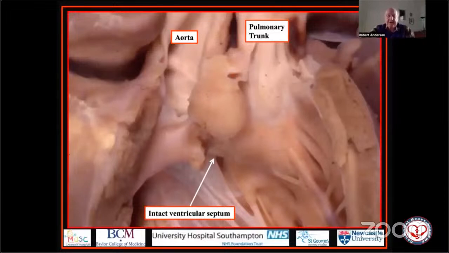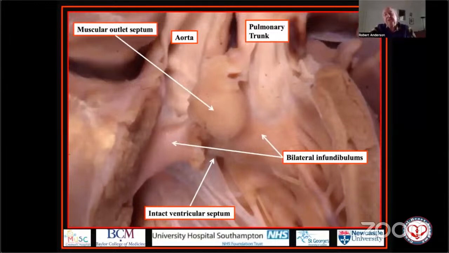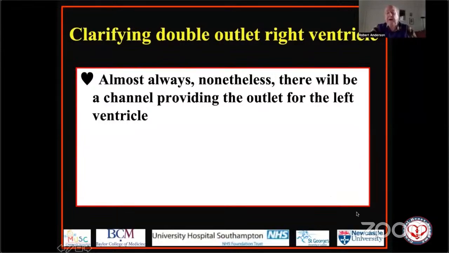So now, very nicely, we can see some of these building blocks. There is the outlet septum separating the subaortic and subpulmonary outflow tracts, and each arterial root is supported by its own infundibulum. Another classical example, double outlet right ventricle, but in this instance with an intact ventricular septum. But it is rare to find hearts with an intact ventricular septum.